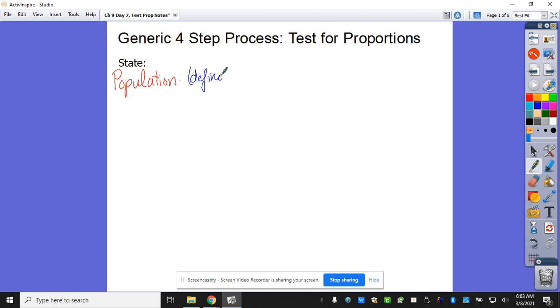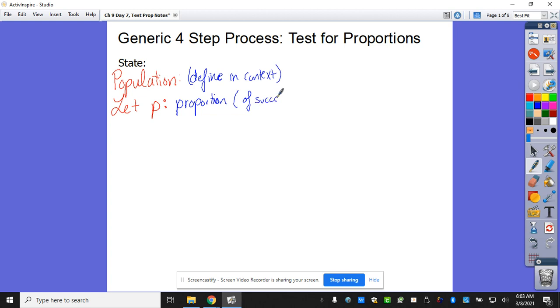And again, I want you to have out your other four-step processes when you do this. So write it the exact same way that you've done the other ones. And then we need to define our parameter. Just a reminder here, we are defining P, not P hat, because we are defining it for the entire population. It is a proportion, so it's always going to start with the word proportion.